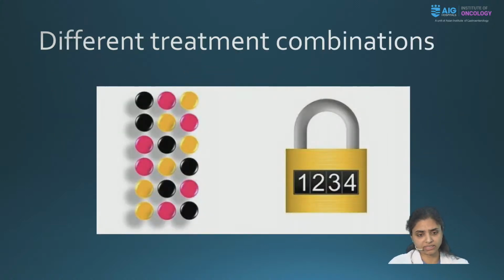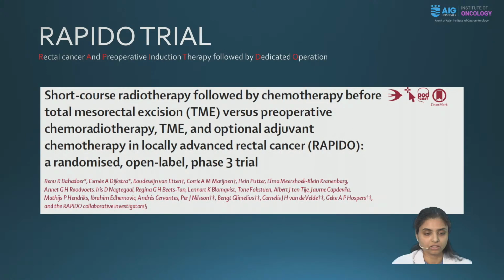So now let's look at different treatment combinations, and I'll be talking about different evidence. So this is a very interesting and the latest trial, published in December 2020. It is acronymed as the RAPIDO trial, and the full form is Rectal cancer and Preoperative Induction therapy followed by Dedicated Operation.